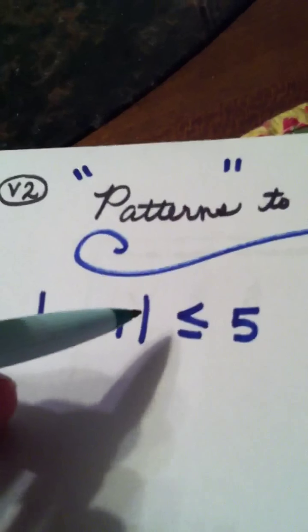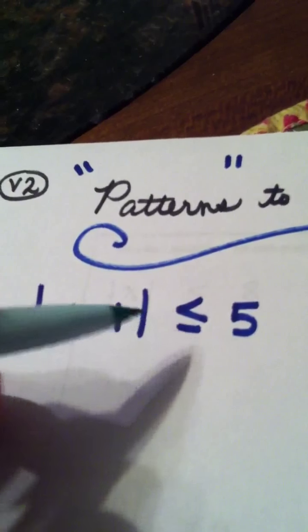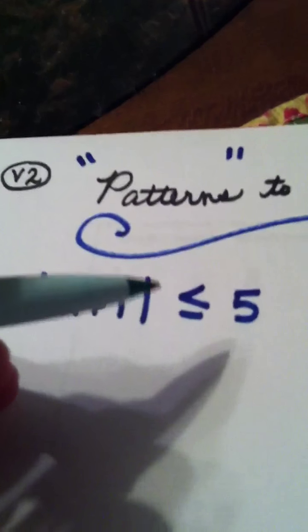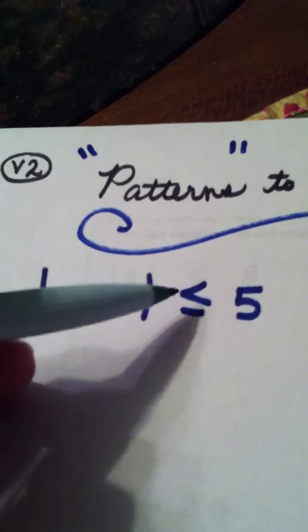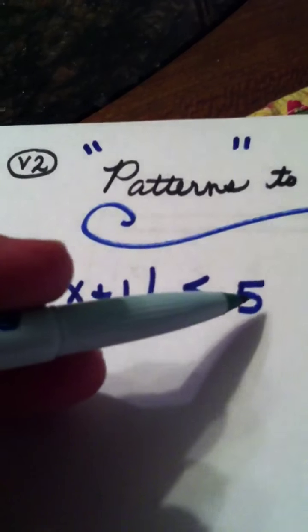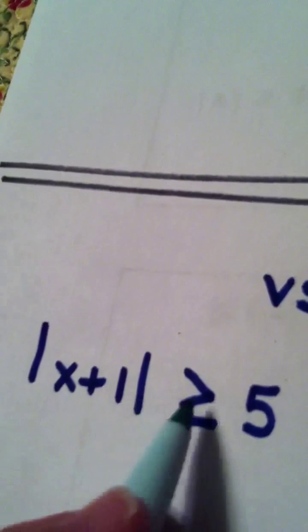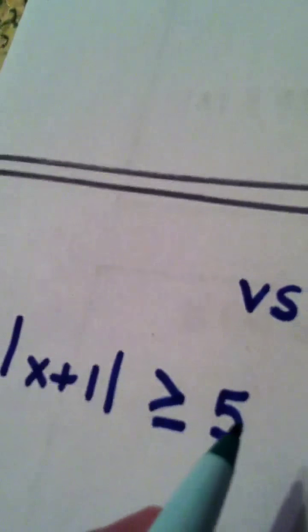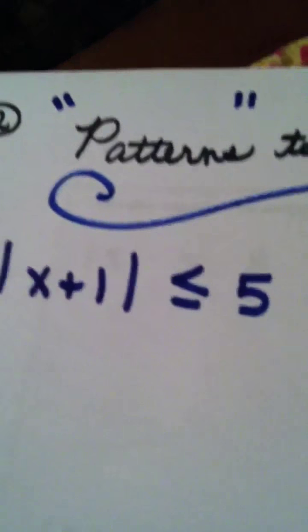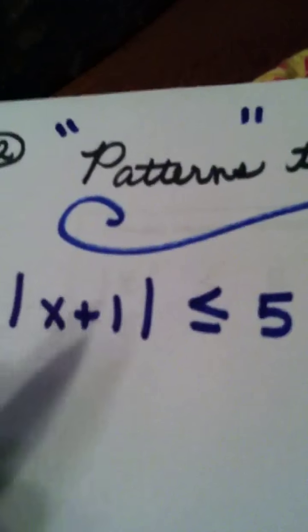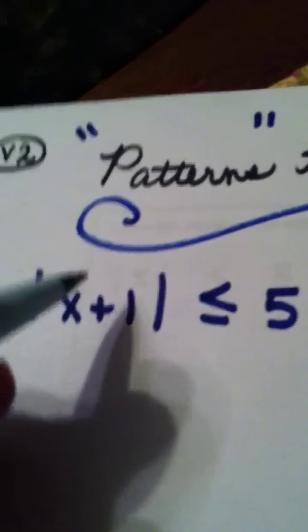Okay, ladies and gentlemen, before we continue in section 3.5, there are two types of absolute value inequalities you have got to learn the pattern to. One of them is absolute value is less than or equal to a positive number, and the other is absolute value is greater than or equal to a positive number. So here's how the patterns work. Let me start with this one.